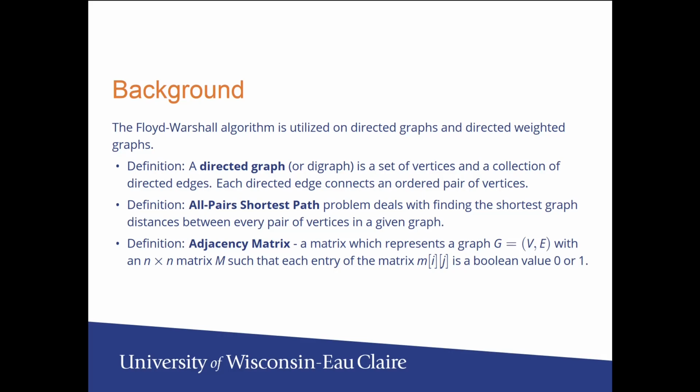In order to make it easier to understand the content we are covering, here are some useful definitions. We begin with a directed graph, which is a set of vertices and a collection of directed edges. Each directed edge connects an ordered pair of vertices. All pairs shortest paths problems deal with finding the shortest graph distances between every pair of vertices in a given graph, and an adjacency matrix represents a graph G with an n by n matrix M such that each entry of the matrix is a Boolean value of 0 or 1. And we'll see this played with a little bit in the output of the Floyd-Warshall algorithm.